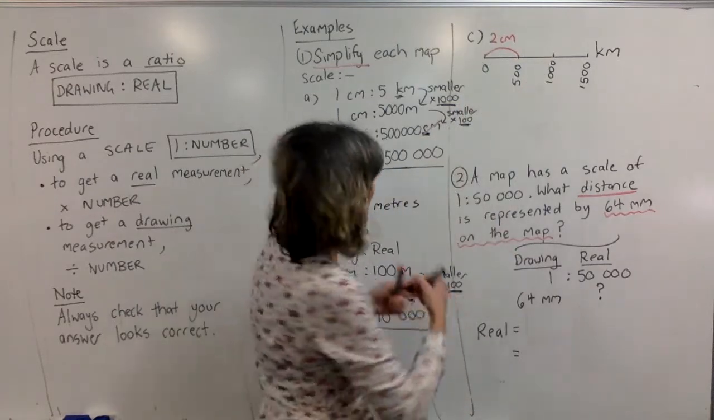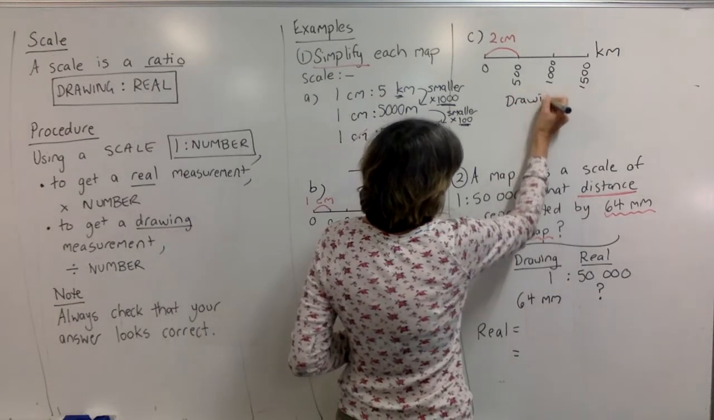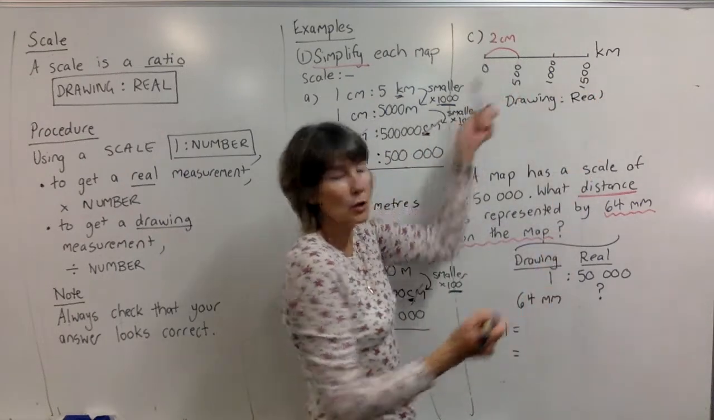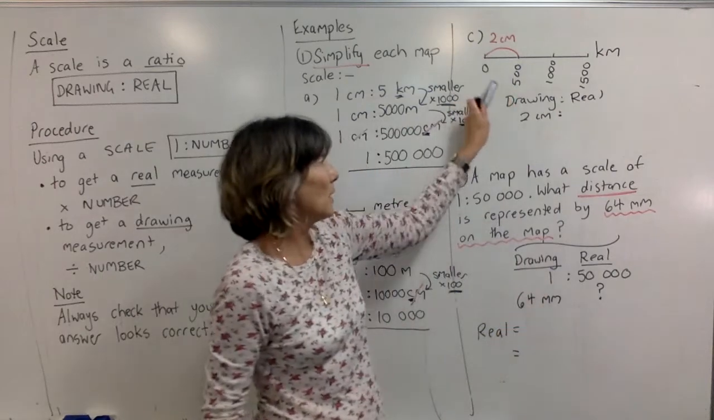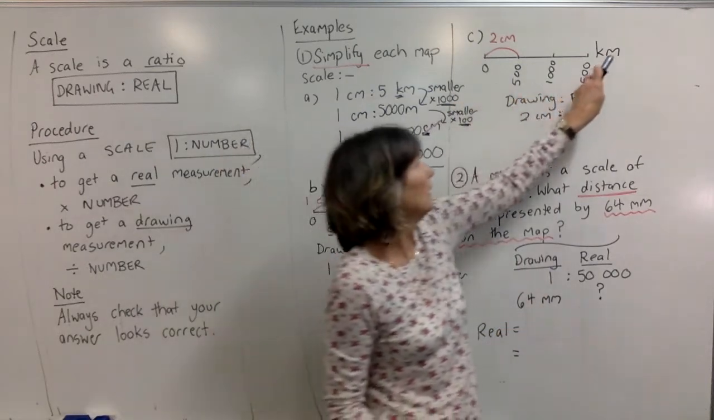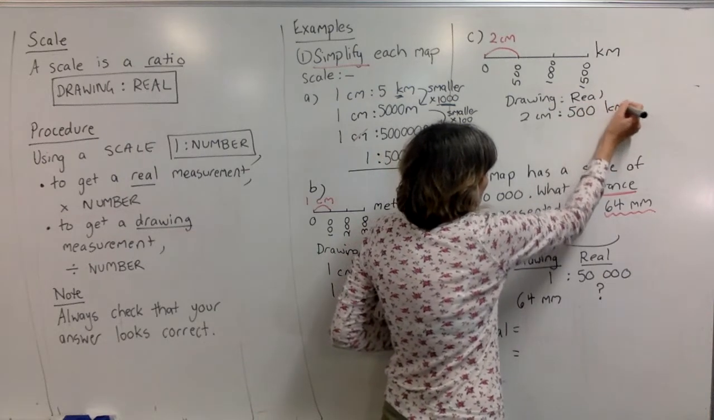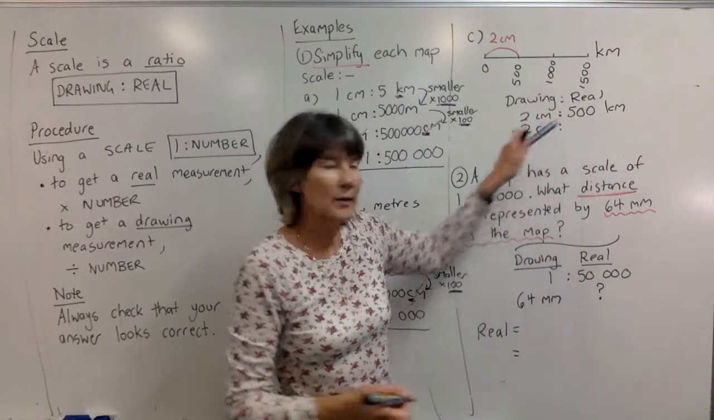Now we're going to look at it, and again it's drawing to real for our scale. Now on our drawing, we can see that that's 2 centimetres in measurement, and they're telling you that that's going to represent 500 kilometres this time. Okay, so we're going to keep our centimetres, and we're going to gradually get this other side to centimetres.